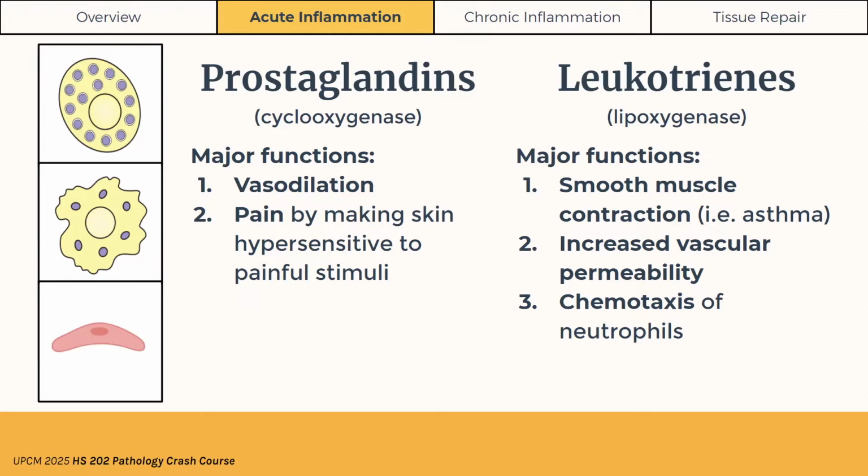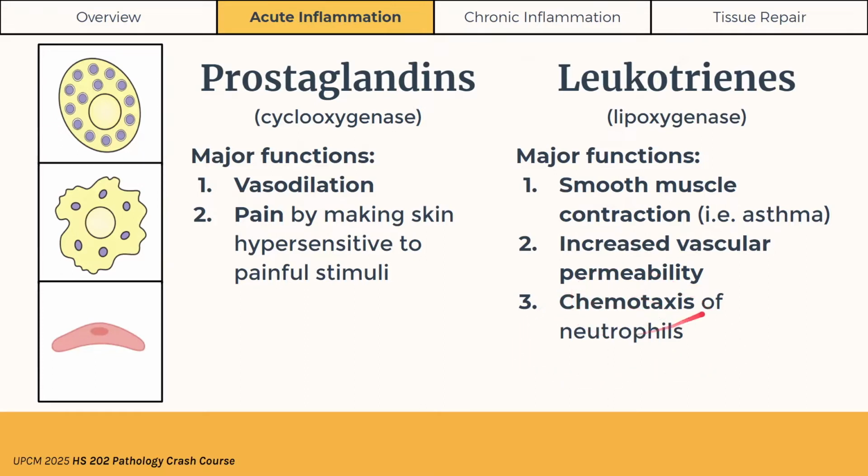So for functions naman, tinatandaan ko lang talaga na P is for pain and prostaglandins. Tapos dilation, glandins. Oh my God. Basta P and D. Kaya niya na yan. For leukotrienes naman, remember na leukotrienes, meron siyang tatlong major functions. Smooth muscle cell contraction, increased vascular permeability, and chemotaxis of neutrophils.